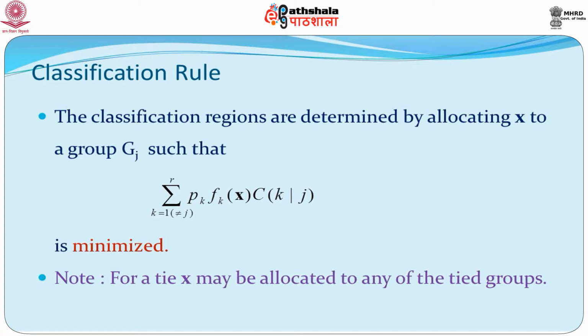If you have a tie, then x may be allocated to any of the tied groups. So, if there are two groups, say the second and the fourth group, which have the same minimum value, then you can allocate x to either one of these two groups.